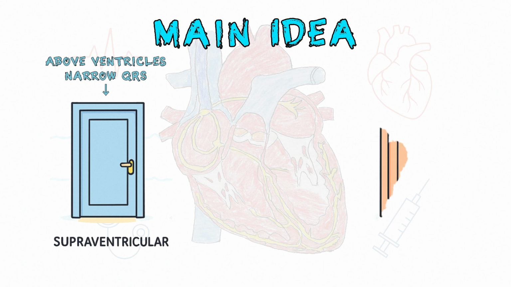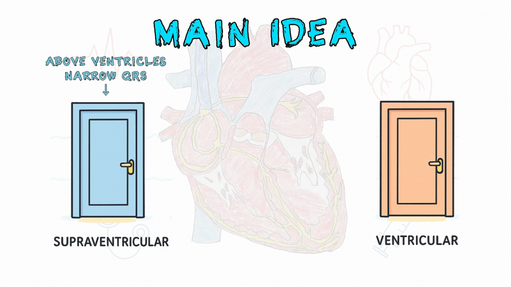B. Ventricular rhythms, below the AV node. These arise in the ventricles. They are generally far more dangerous because they directly compromise cardiac output and may rapidly progress to life-threatening conditions like ventricular tachycardia and ventricular fibrillation.